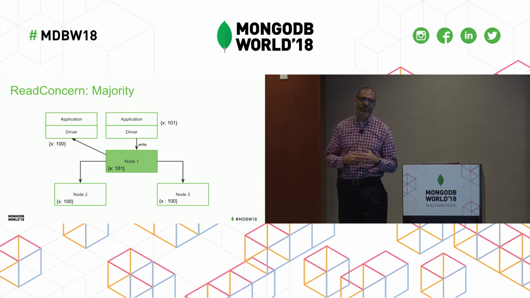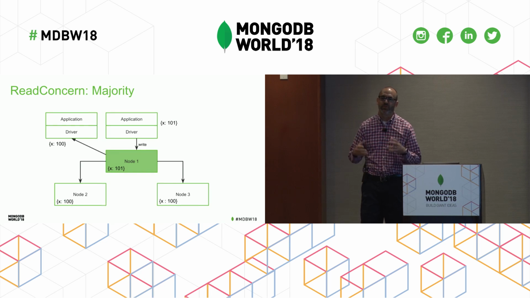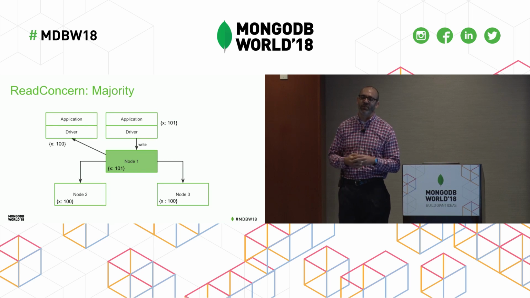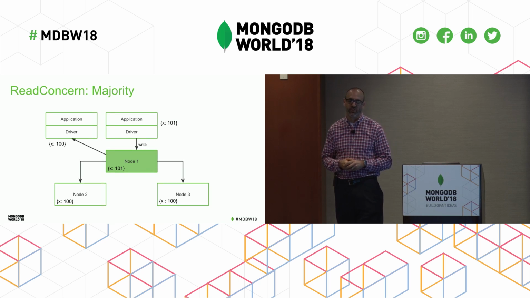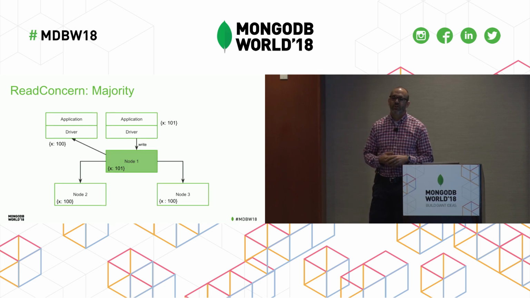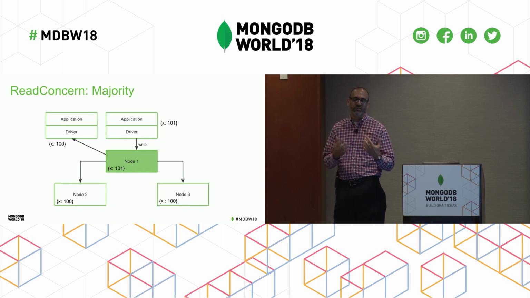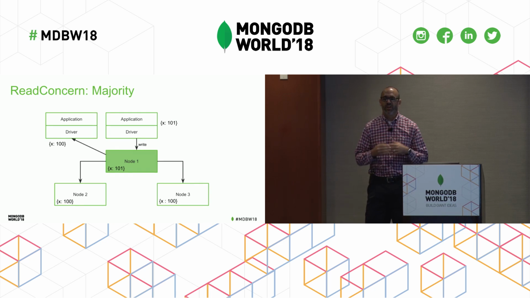So it's not going to return the current value for this document, but it's going to return the value that it knows will never be rolled back because a majority of the nodes in the replica set have that value. So essentially what you're going to do here is trade off a little bit of recency of information in your application, but with the assurance that it's going to be a much more consistent view of the data.